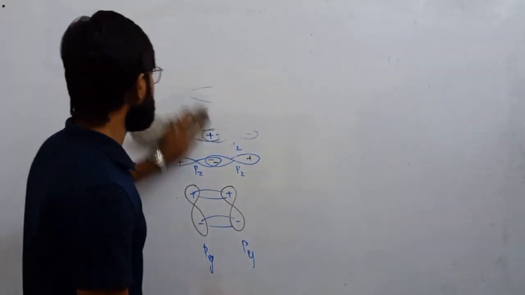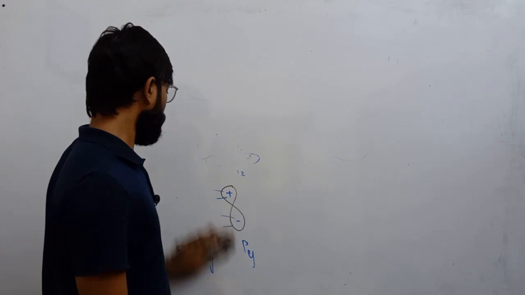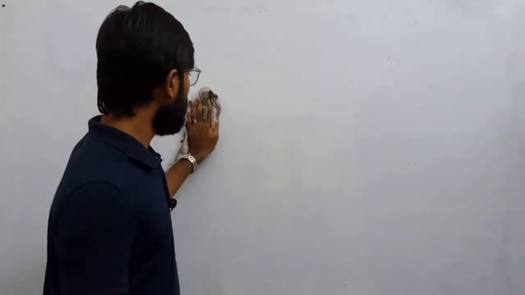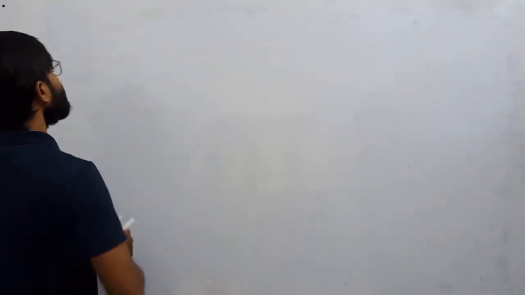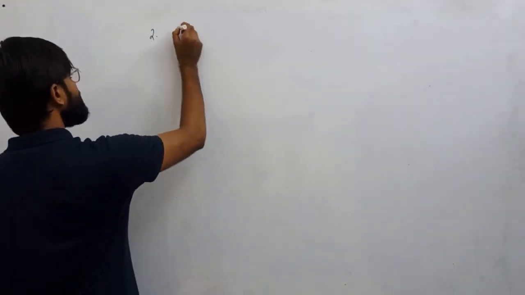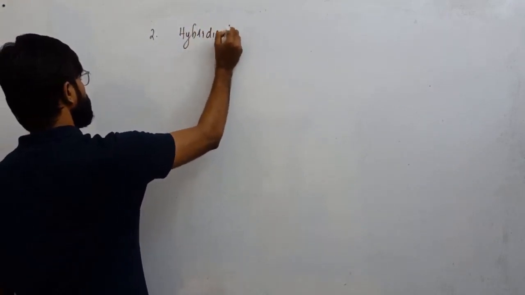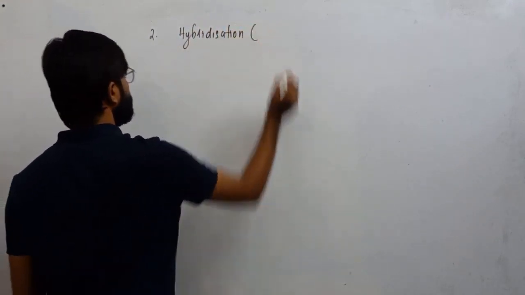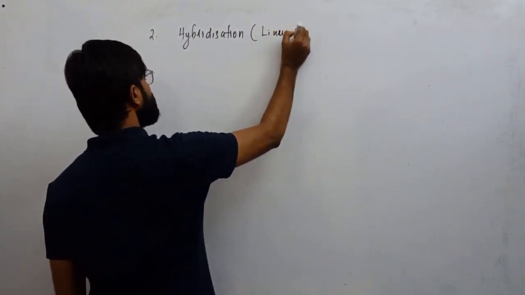Okay, so in order to extend the very same bond formation idea to polyatomic molecules and to explain how the geometries of polyatomic molecules are formed, we require the second objective of valence bond theory, that is hybridization. What is hybridization? Hybridization was explained by Linus Pauling.